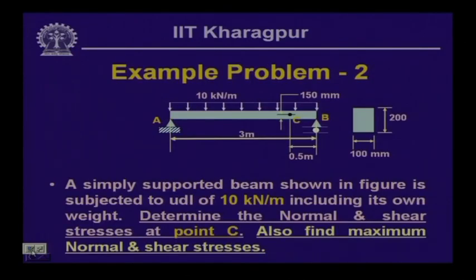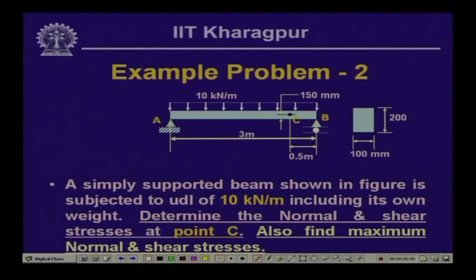Well, we have another example. In fact, this is the example which corresponds to the aspects of shear stress which we have discussed today. A simply supported beam is subjected to a uniformly distributed load of 10 kilonewton per meter, including its own weight. Determine the normal and shear stress at point C. At this particular point we will have to find the value of the normal stress generated due to bending and the value of the shear stress.